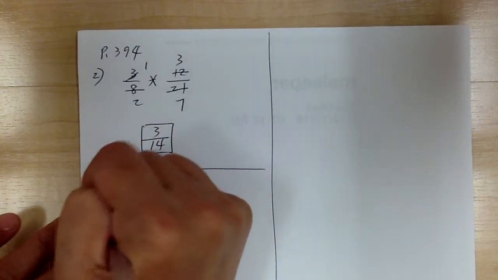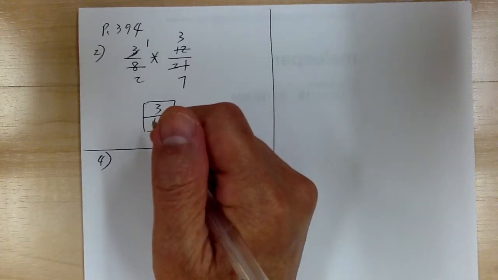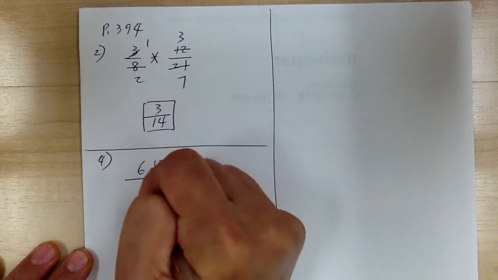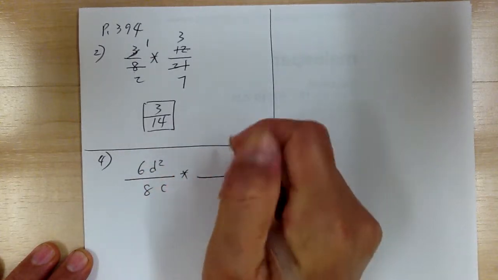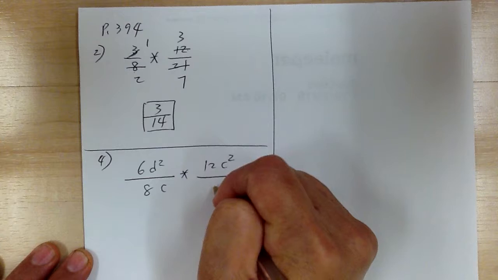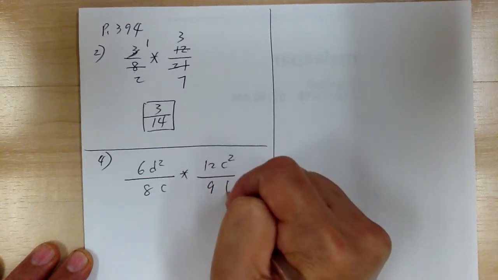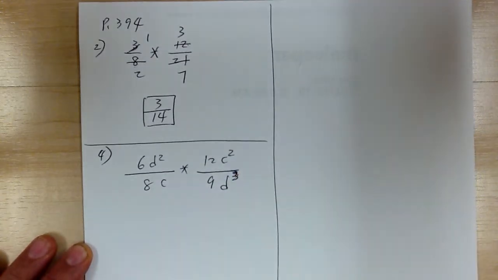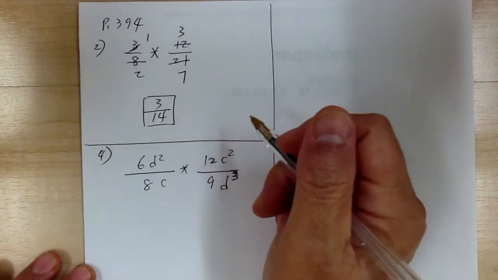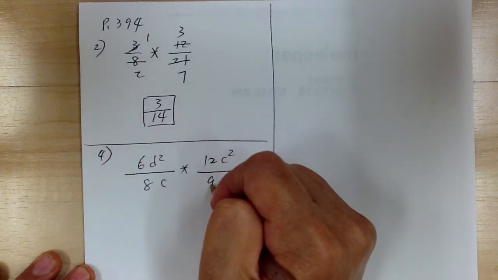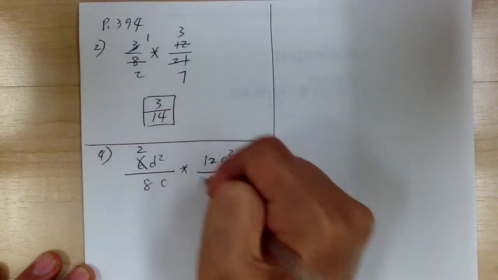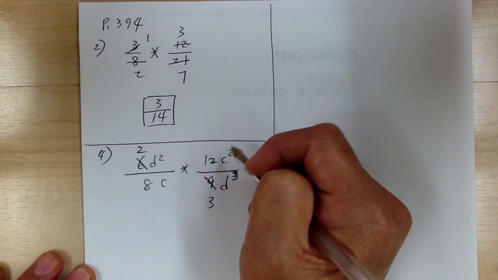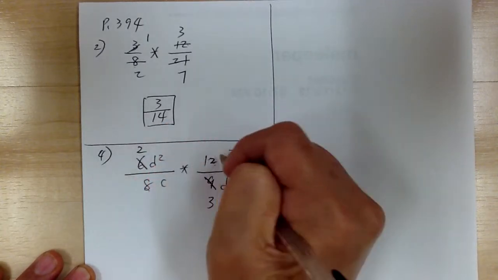Okay, let's go to number 4. Okay, number 4 is a multiplication, so do not flip over. So you got 6d squared over 8c times 12c squared over 9d to the 3. Okay, so let's go ahead and start to cancel things out. So 6 and 9 can divide by 3. 8 and 12, so do the numbers first, then after you go down the alphabet. So 8 and 12 can divide by 4.